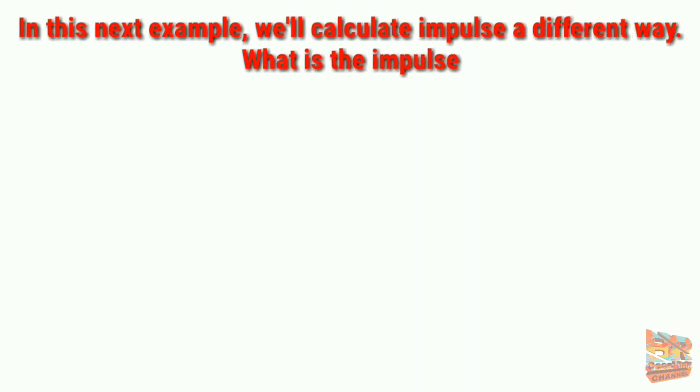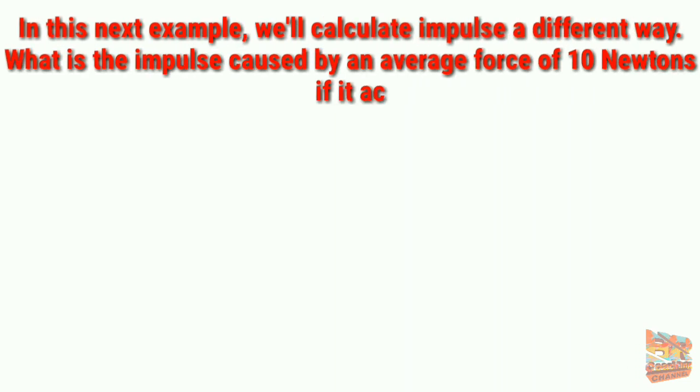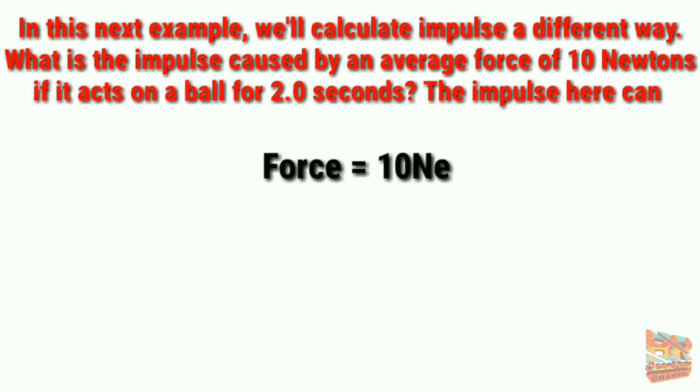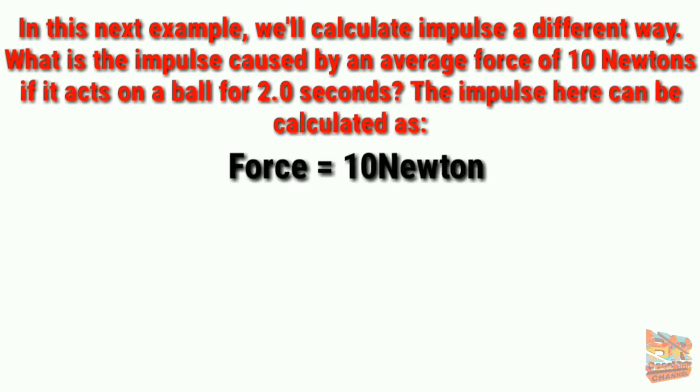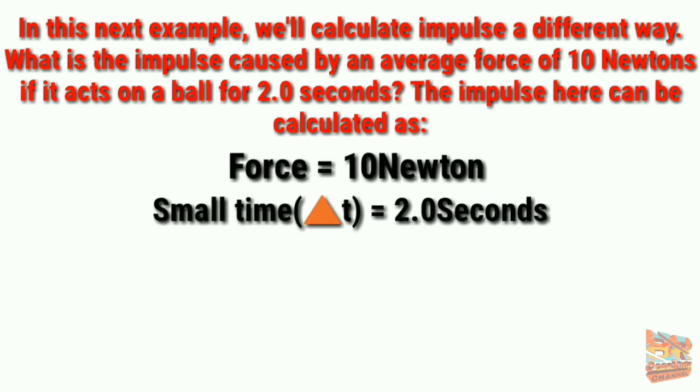In this next example, we'll calculate impulse a different way. What is the impulse caused by an average force of 10 newtons if it acts on a ball for 2.0 seconds? The impulse here can be calculated as follows.